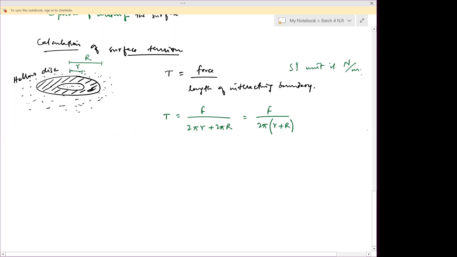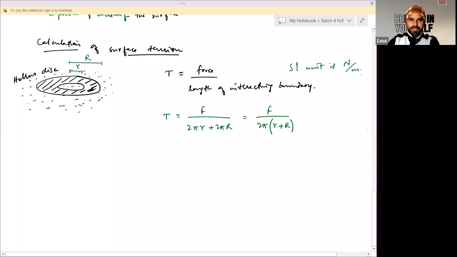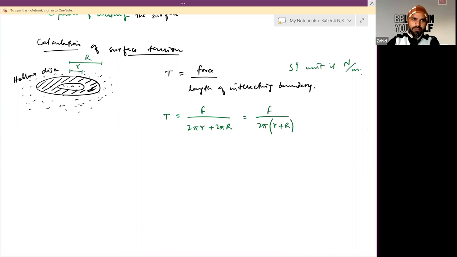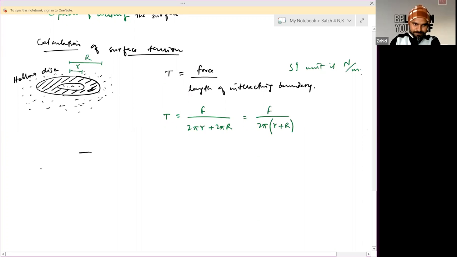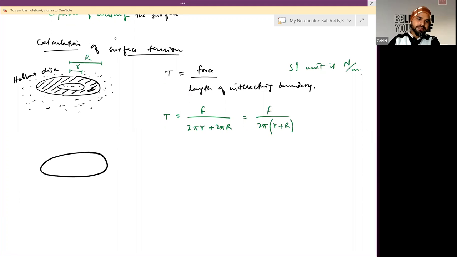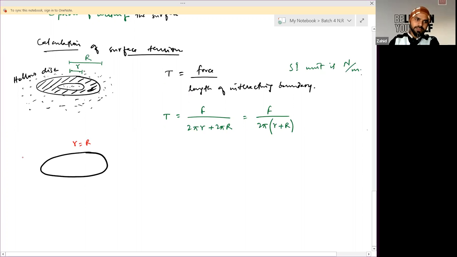Next, suppose the thickness of this particular tube becomes much smaller so that it will form a ring like this. So in this part, inner radius and outer radius become equal. If you put this value in this formula, you'll get surface tension equals the amount of force responsible to uplift it divided by length of its boundary. So 2 pi times r plus r will become 4 pi r. Khalid, is it clear? Yes, sir.